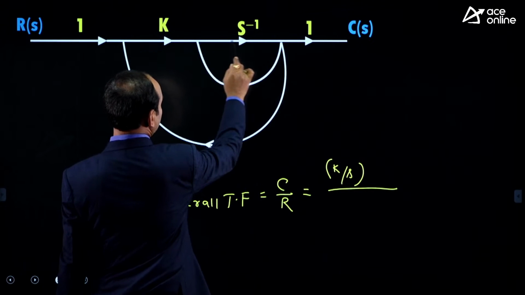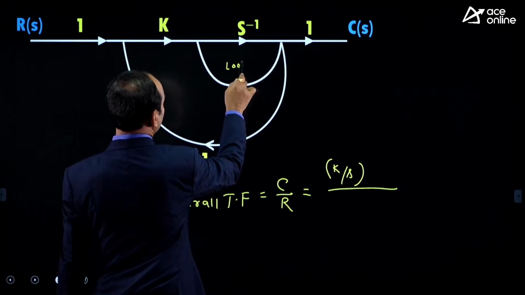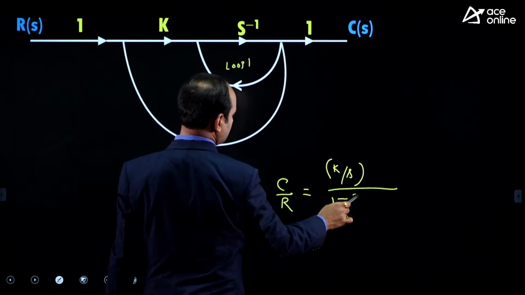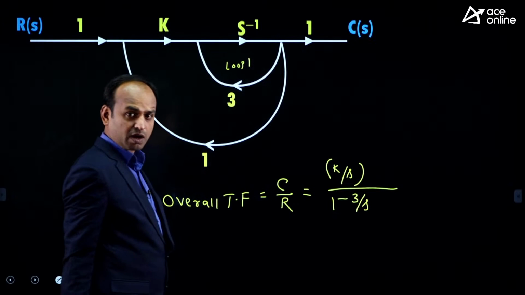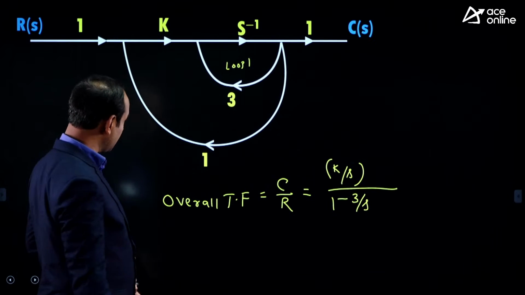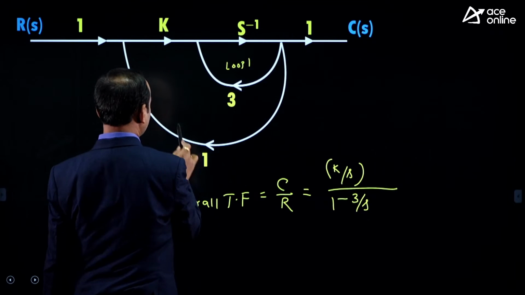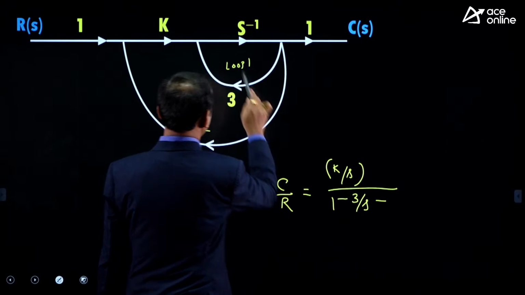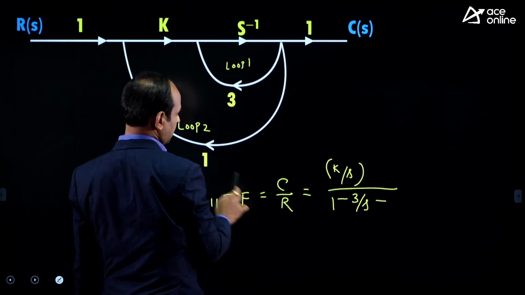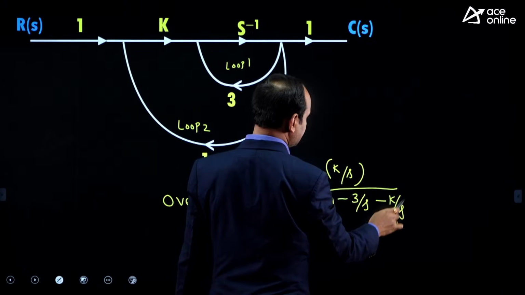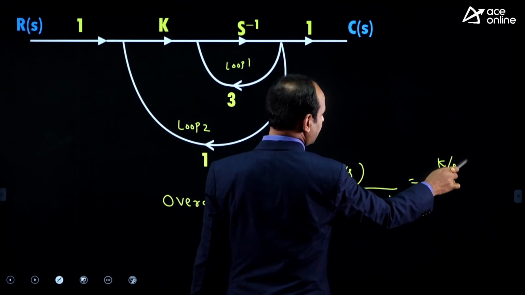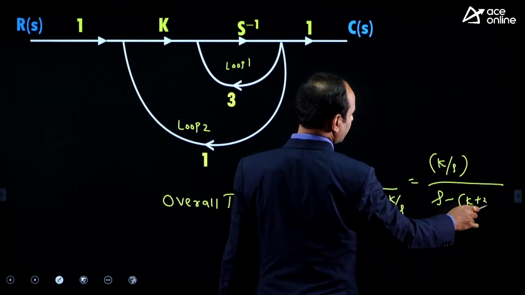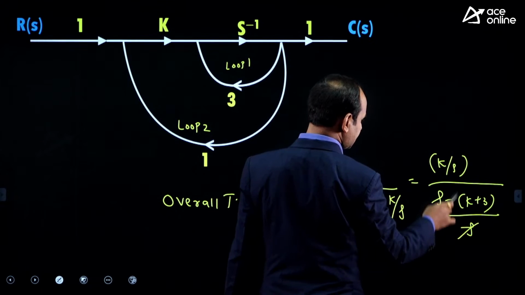It is loop 1. So 1 we have to write, 1 opposite side, plus 3 is there, minus 3 by S. If you use Mason's gain formula, we have to write the individual loops. Again this is also one more loop, loop 2. So opposite sign we have to take, so minus K by S. Now take the LCM. K upon S is the numerator term. After taking the LCM, S minus K plus 3 upon S. S and S cancel.